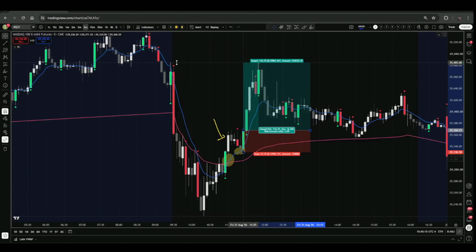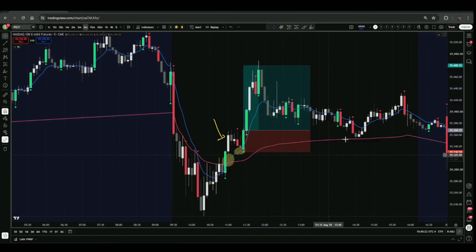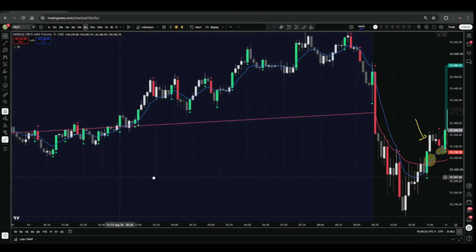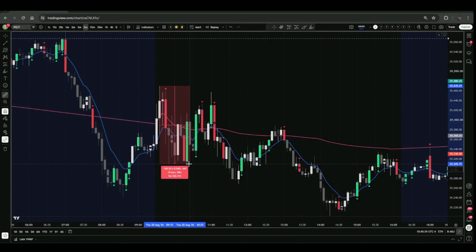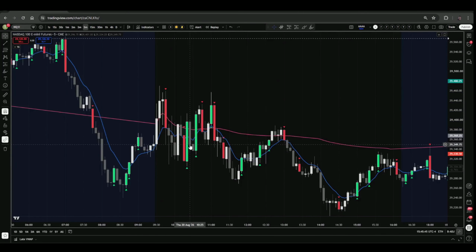We didn't have any other trade that day. Let's go to Thursday. Here is a range day, which is 160 points. The market moved too much, so I would have skipped it. But let's check what happened here.